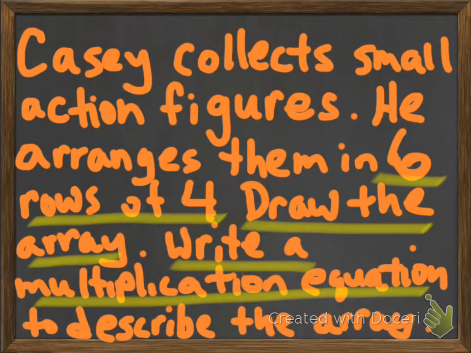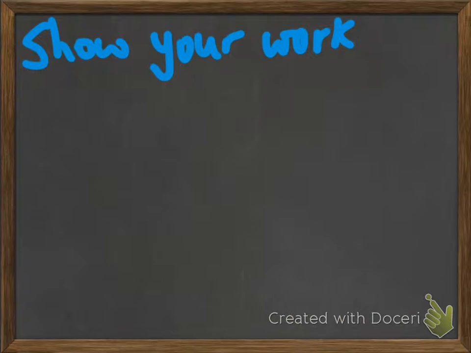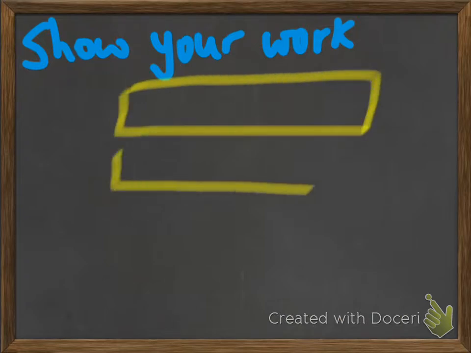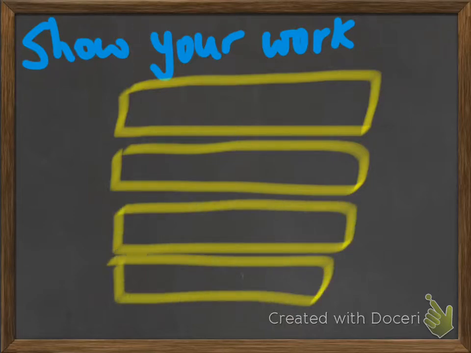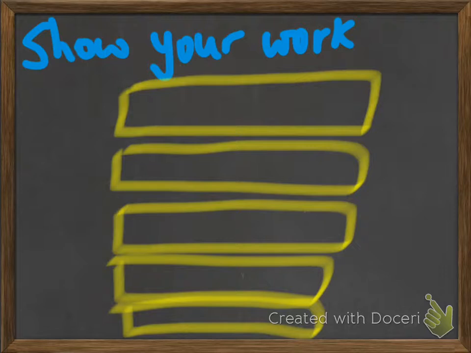Alright, how'd you do? Let's take a look at the problem again. Casey collects small action figures. He arranges them in 6 rows of 4 in each row. First, to draw the array, we need to get 6 rows. So we need row 1, row 2, row 3, row 4, row 5, and we'll throw row 6 over here as well.